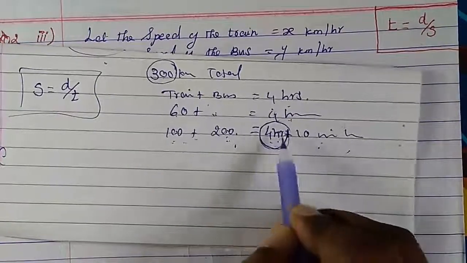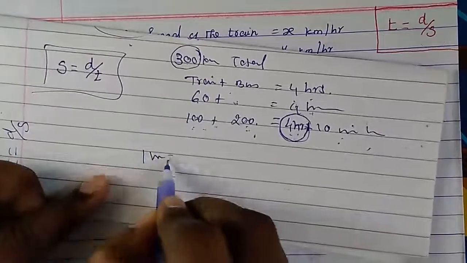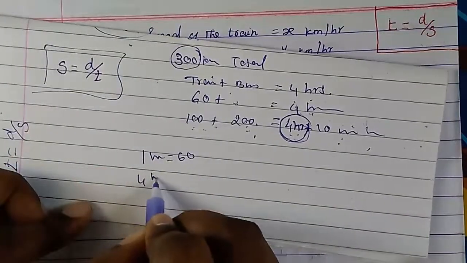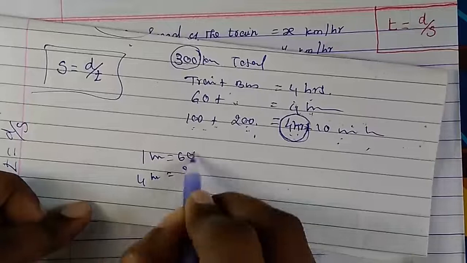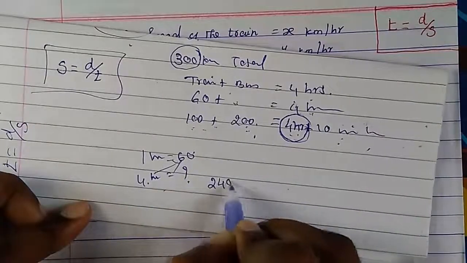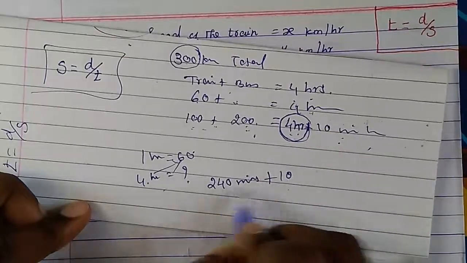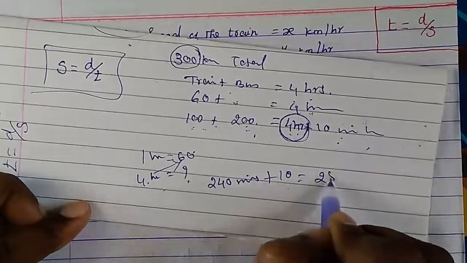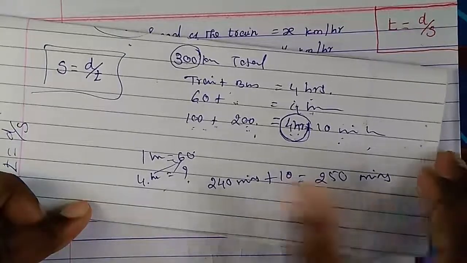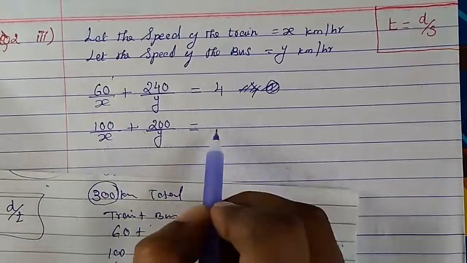So this 4 hours we will convert into minutes. 1 hour is 60 minutes. So 4 hours will be how many minutes? When we multiply, we will get 240 minutes. Now 10 minutes more, so 240 minutes plus 10 minutes will give us 250 minutes. But here we have hours, so how can we write minutes here?